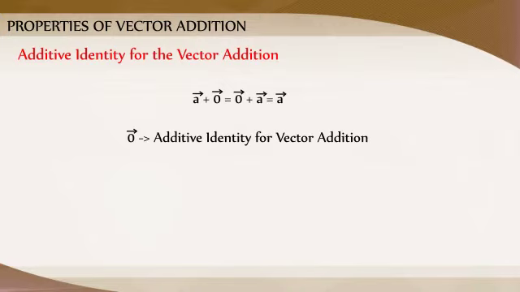Additive identity for the vector addition. For any vector A, we have vector A plus the zero vector is equal to the zero vector plus vector A is equal to vector A. Therefore, the zero vector is called the additive identity for the vector addition.